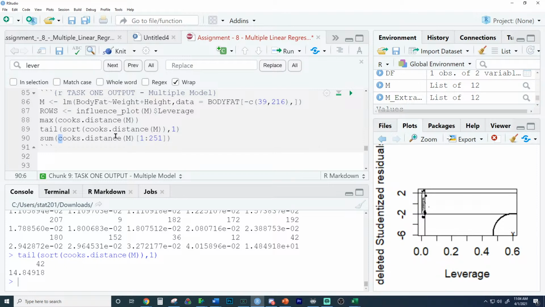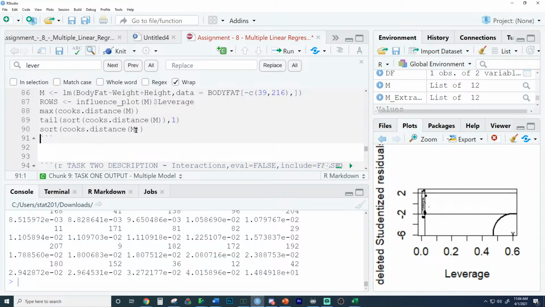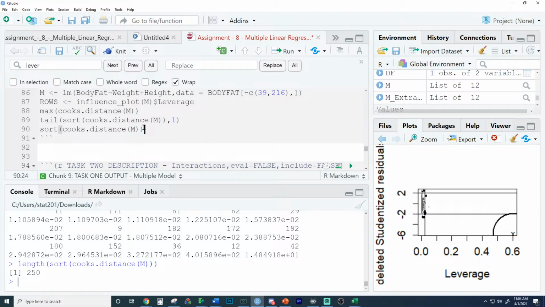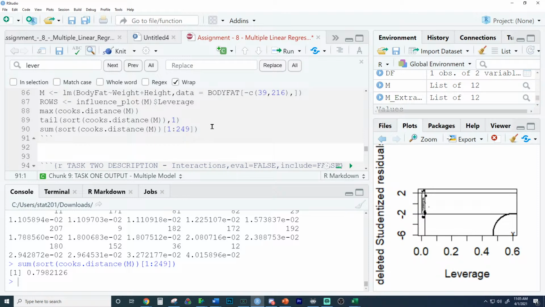We need to sort it. This is the last. We'll talk about this and then we'll get to the answer. No, let me sort it first. Sort, Cook's distance. Oh my gosh. Okay, there's the sorted. How many is this? Oh, let's go to length. 250. Okay. And so now we need to go through 1 through 249. And now we want to go here and go to sum. There we go. Wow.